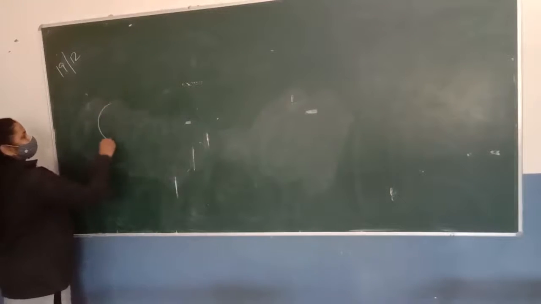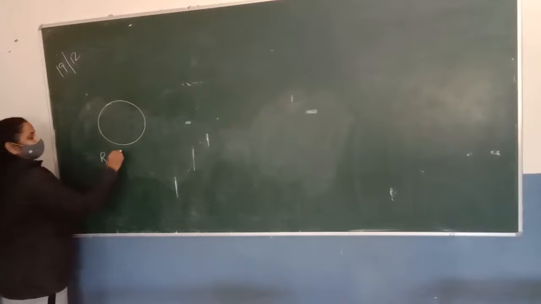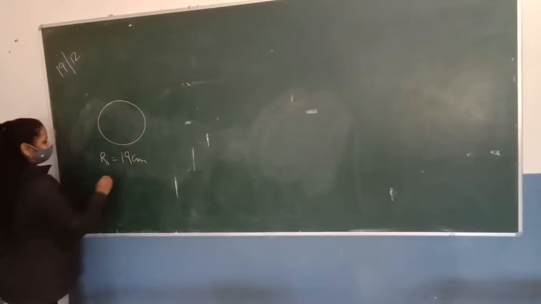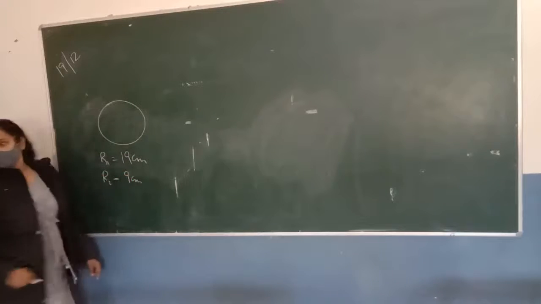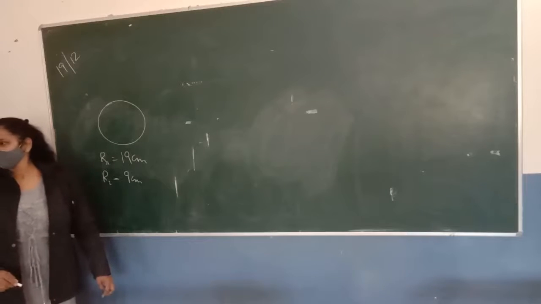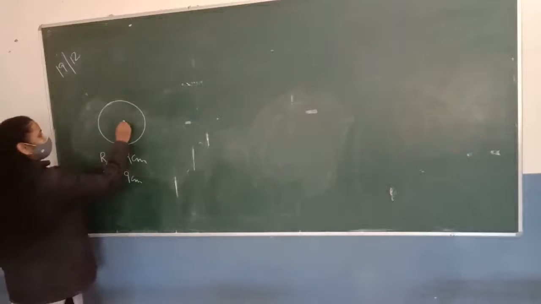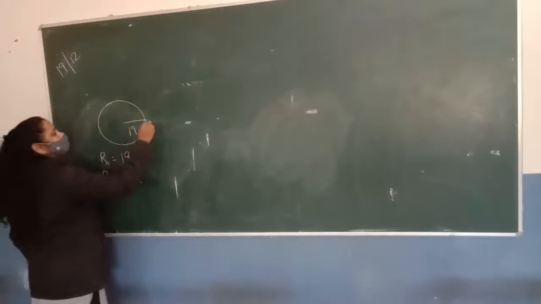Dishan, please read the first question of 12.1. The radii of the circles are 19 cm and 9 cm. Find the radius of the circle which has circumference equal to the sum of the circumferences of two circles. So suppose these are the two circles having the radius 19 and 9.